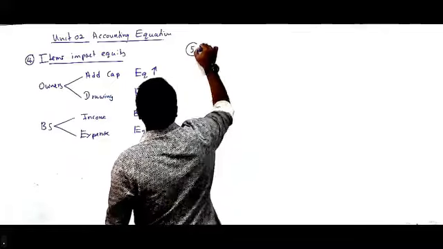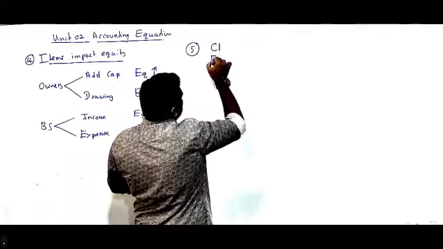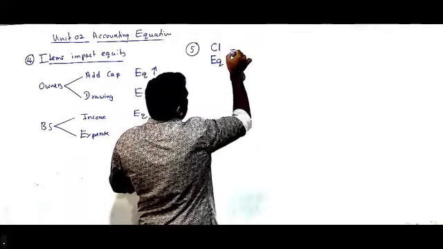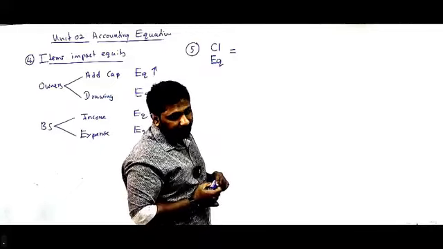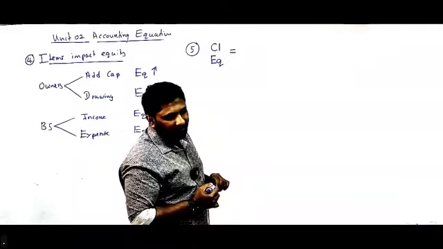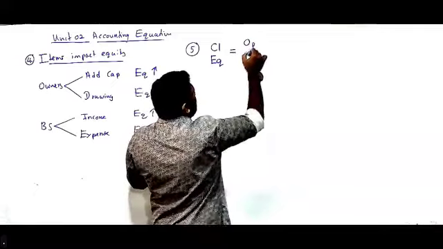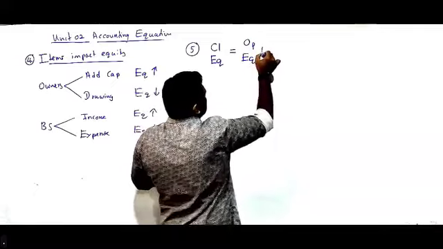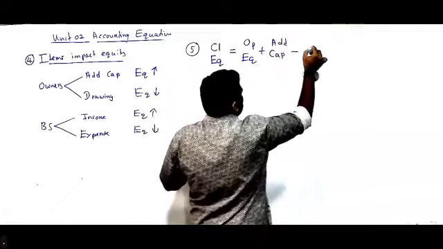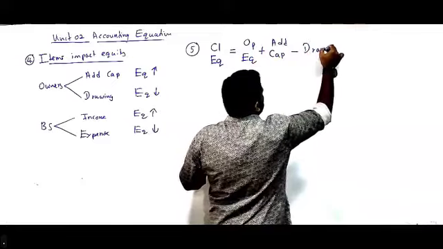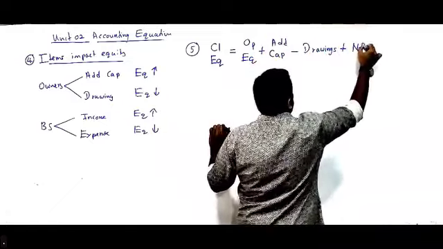Fifth area. We studied how to calculate the closing equity. Tell me. How to calculate the closing equity? Tell. At least something. Opening equity plus additional capital minus drawings plus the net profit.